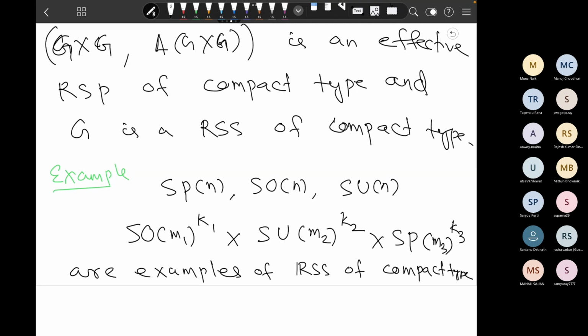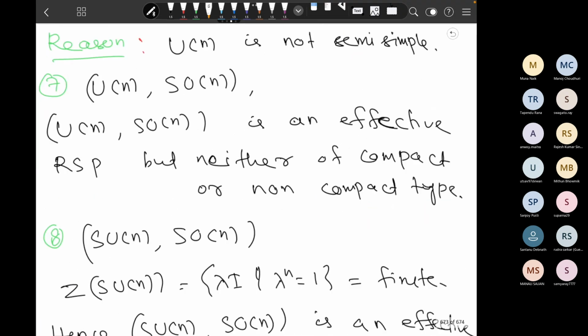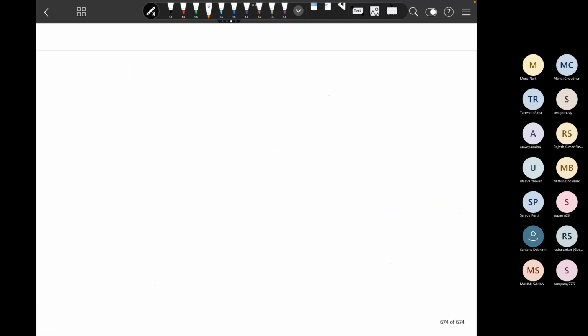Actually, you have to take here n greater than or equal to 2. For this one, n greater than or equal to 3. And what about SU(n)? SU(n), n greater than or equal to 2. Something like that. Sp(1) is SU(2). Okay, so this is n greater than or equal to 1. So some trivial cases you have to really exclude.